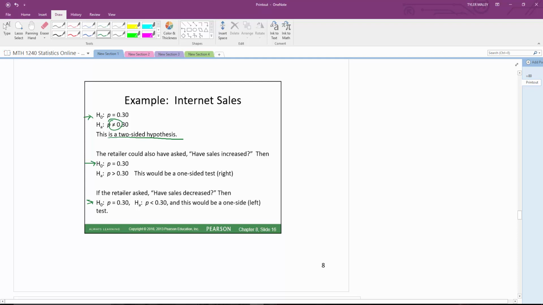If the retailer had asked, have sales decreased, then my null hypothesis is still the same. My alternate hypothesis is p is less than 0.3. And this would be a left-tail test, also one-sided.